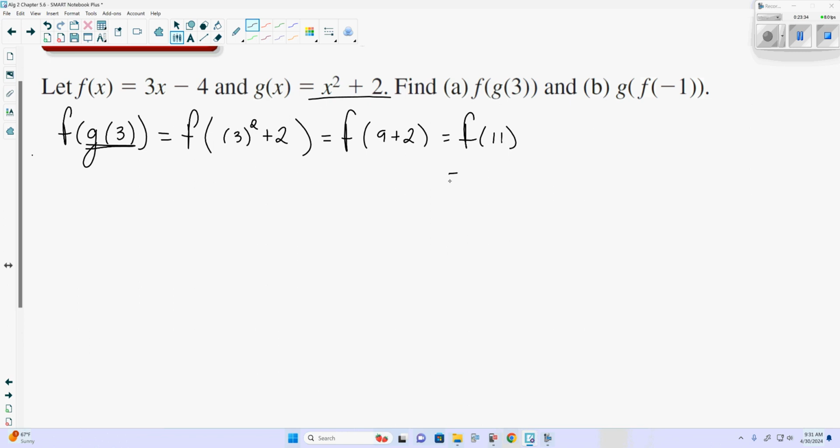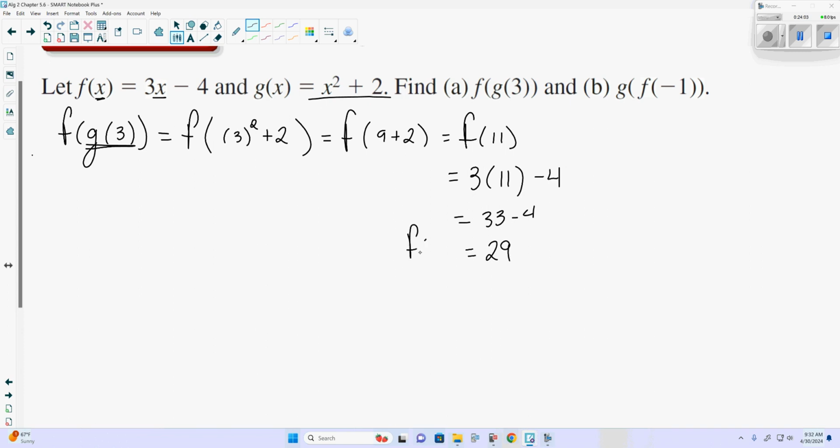You could keep going out. I'm going to drop down. Because now we're replacing every x in f of x with 11. Which gives us 3 times 11 minus 4. Can we plug that in the calculator? Yeah. Because 3 times 11 is 33, minus 4 is 29.